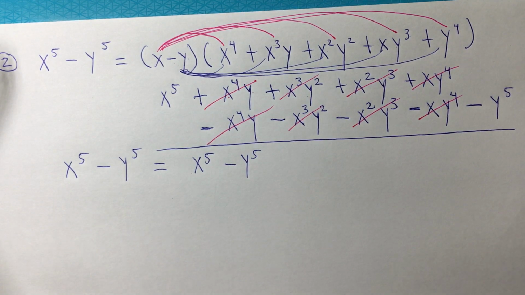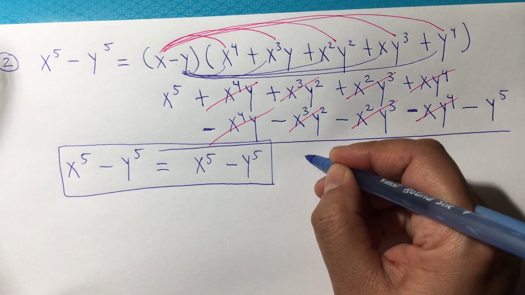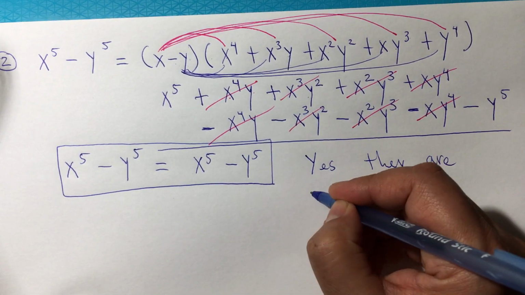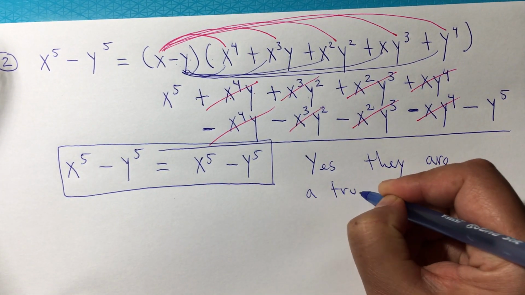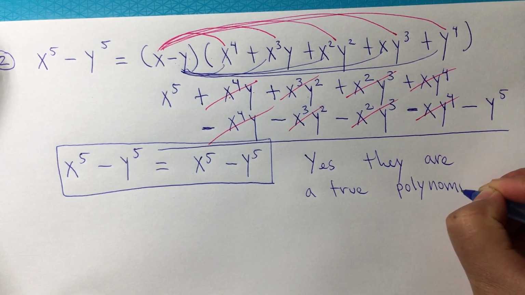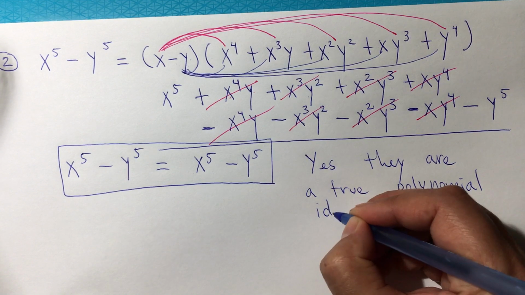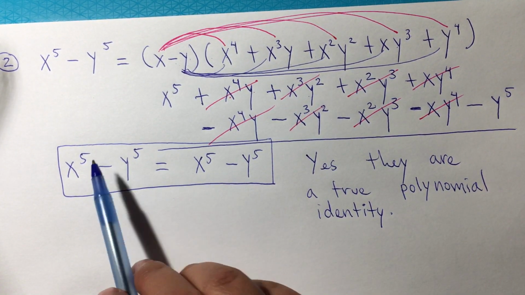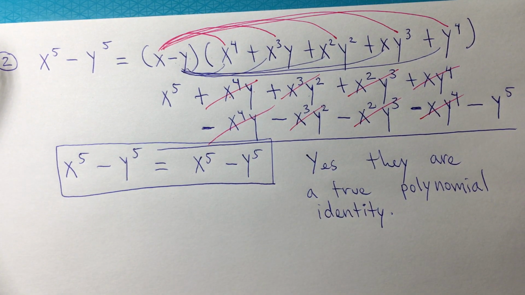And I notice that they're equal to each other, and so yes, they are a true polynomial identity. And why is that? Because they end up being equal when you simplify one of the two sides. Sometimes you have to simplify both of the sides, but in this case, you only have to simplify one of them. Okay, this was a short lesson.